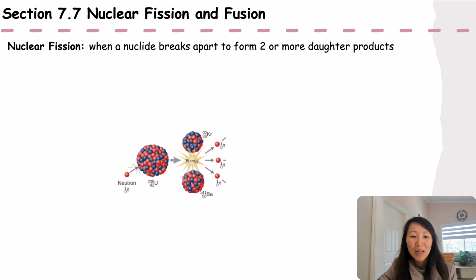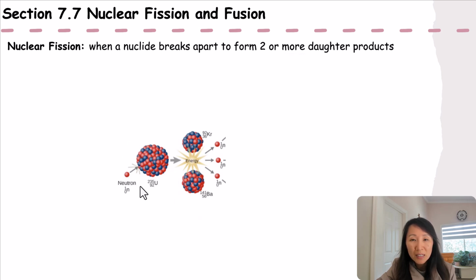In this video, we'll cover nuclear fission and nuclear fusion. Nuclear fission, F-I-S-S-I-O-N, is when a nuclide breaks apart, forming two or more daughter products. This can only occur when there is some kind of neutron source that can shoot at an unstable nucleus, and that causes a split into two daughter products.